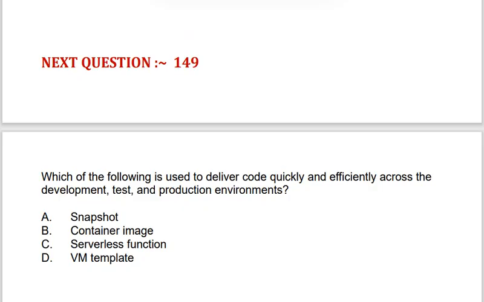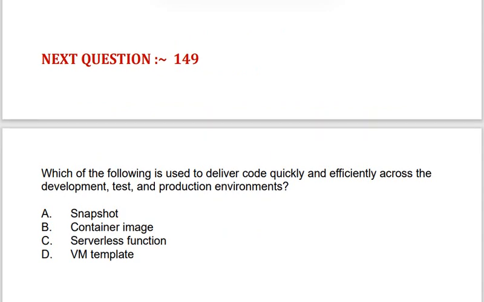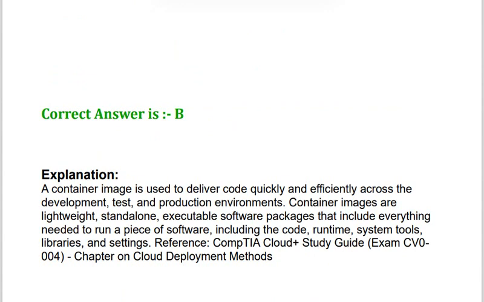Question is, which of the following is used to deliver code quickly and efficiently across the development, test, and production environments? Option A, snapshot. Option B, container image. Option C, serverless function. Option D, VM template. Correct answer is option B.